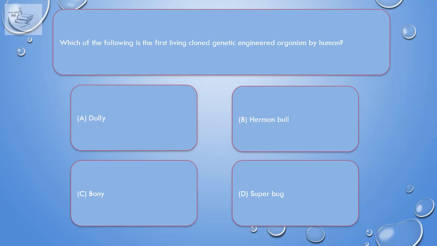Question: which of the following is the first living cloned genetic engineered organism by human? A. Dolly. B. Herman Bull. C. Bonnie. D. Superbug. Correct answer is A. Dolly.